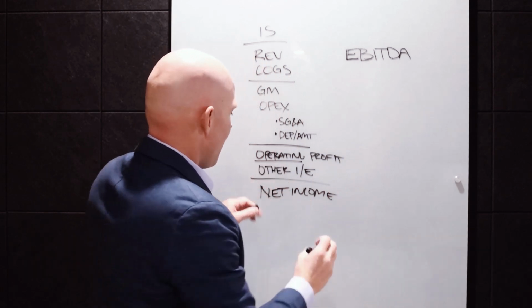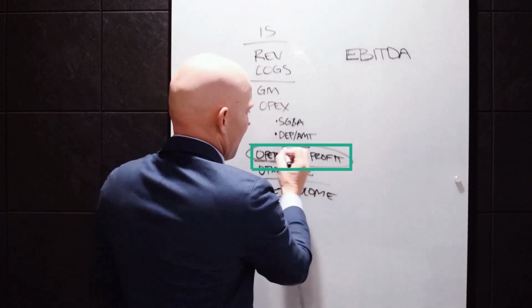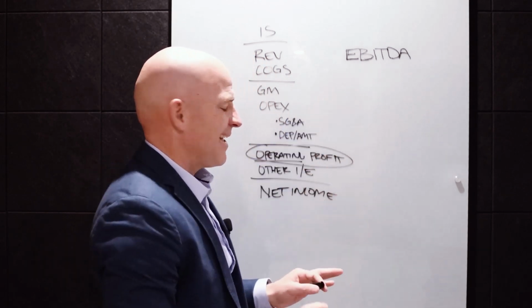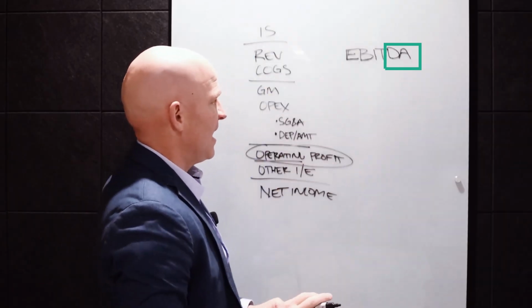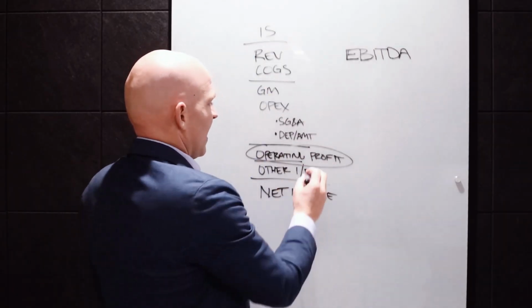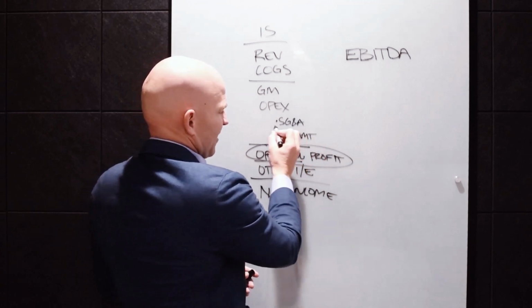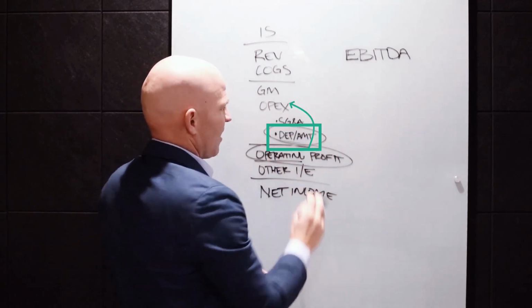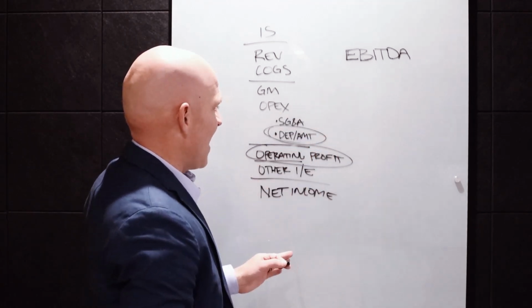Now, some will think operating profit equals EBITDA. And sometimes that is true. It just depends where depreciation and amortization sit. In this example, depreciation and amortization are sitting up above in Opex. So we have to add that back.